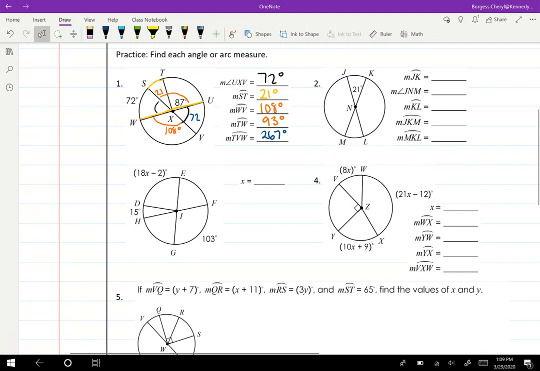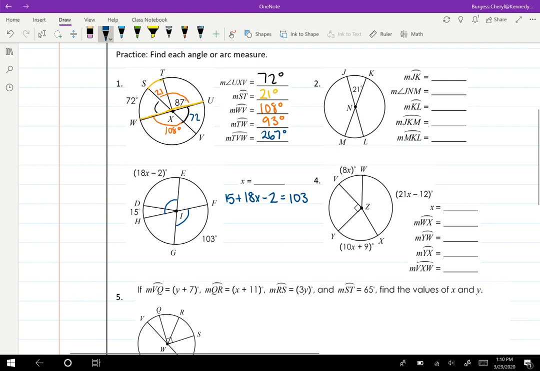All right, welcome back. We'll do question 3 together. Question 3, we're trying to find x. So it looks like we have 2 arcs of equal length because we have 2 central angles that are vertical to each other. So we know that this is 18x minus 2 and this is 15. So we'll combine that. 15 plus 18x minus 2 equals 103 degrees.